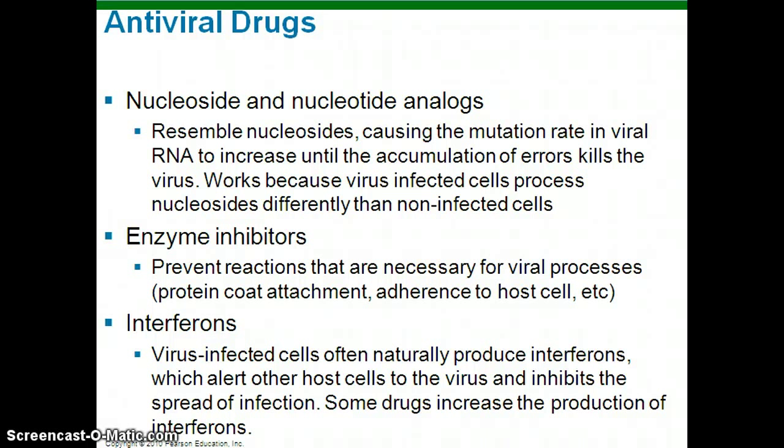First of all, nucleoside and nucleotide analogs. They use a method of inhibiting nucleic acid synthesis and thereby shut down the system before protein synthesis can even begin. These are competitive inhibitors. They resemble nucleosides, and when they are used as a substrate instead of the real nucleoside, it'll cause the mutation rate in the viral RNA to increase until the accumulation of all these mutations will actually kill the virus. And it works because the virus-infected cells process nucleosides differently than non-infected cells.